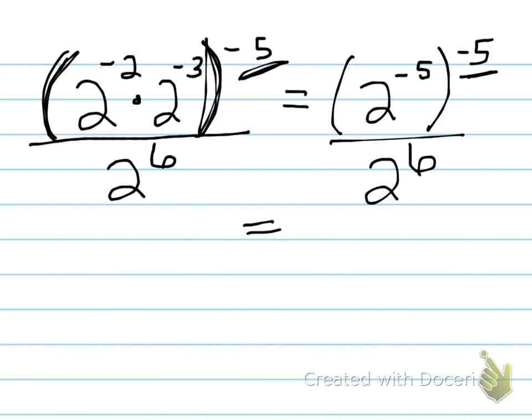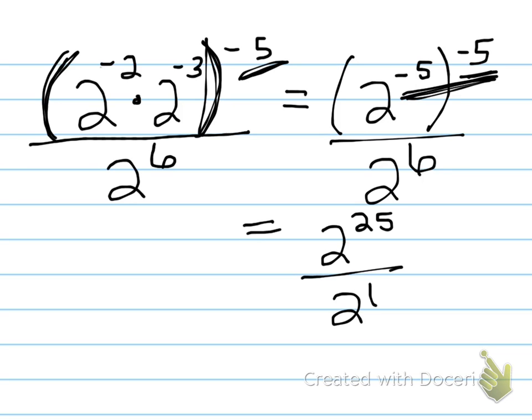And now we're going to do the work up in the numerator first, and we have a power to a power, so we're going to multiply those. Negative 5 times negative 5 is 25, divided by that 2 to the 6th. And as always, we're going to keep the base. And since this is a division, we're actually going to subtract, and 25 take away 6 is 19.